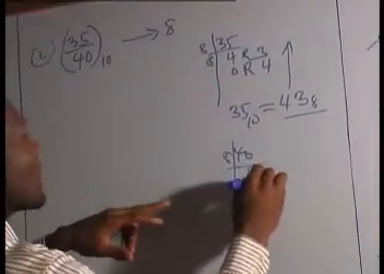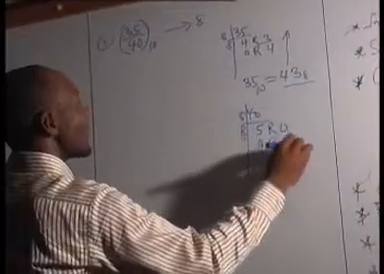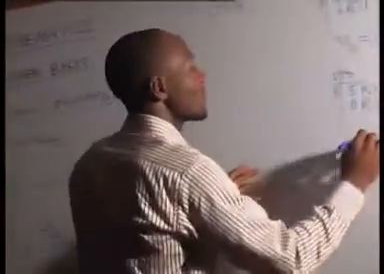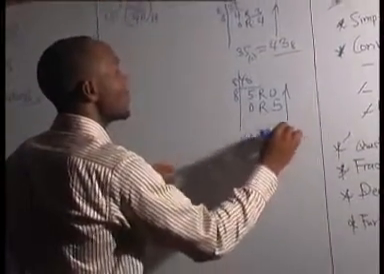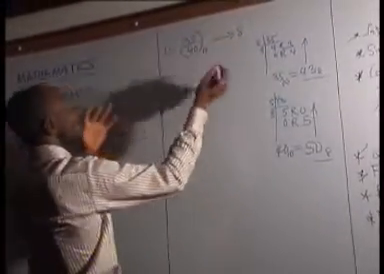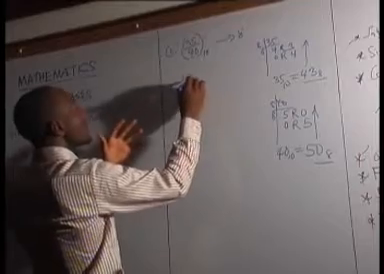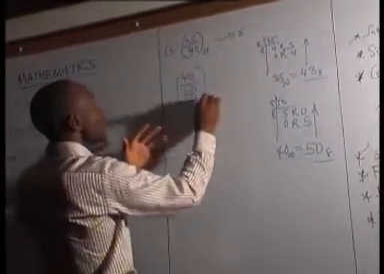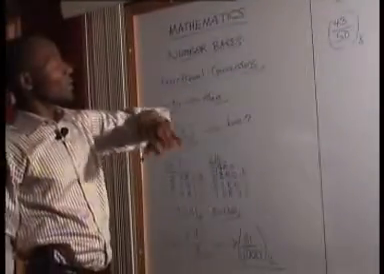8 in 40 is 5, remainder 0. 8 in 5 is 0, remainder 5. Hope we are not lost. Fine. So that means 40 base 10 is actually 50 base 8. You go this way. So instead of writing 35 over 40, you write 43 over 50 in base 8. That means 35 over 40 base 10 is 43 over 50 base 8.